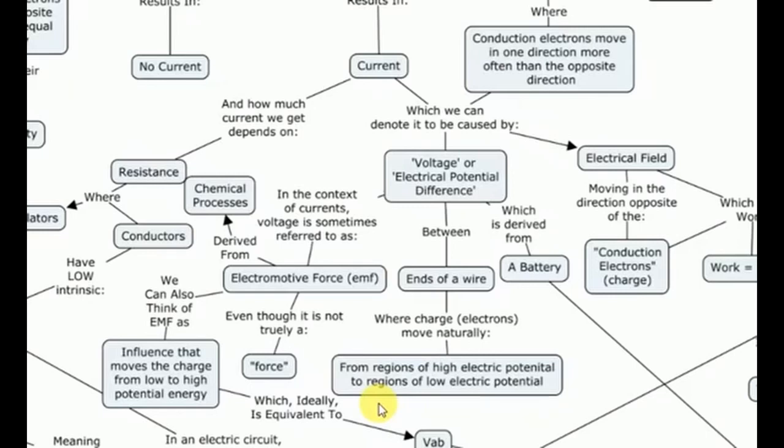And this chemical process influences the move of the charge from low to high electrical potential inside the source, inside the battery. Outside the battery, in the wires, the conduction electrons are going to move from the high potential energy to the low electrical potential energy. Once we get to the low electrical potential energy, how do we get it back to the high electrical potential energy so it can move again to the low? We do that by using the electromotive force, which is a bunch of chemical processes that moves these conduction electrons from the low to the high electrical potential.